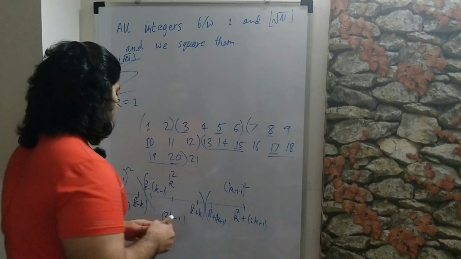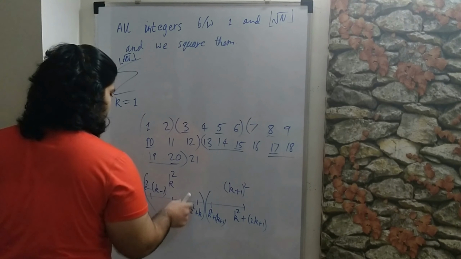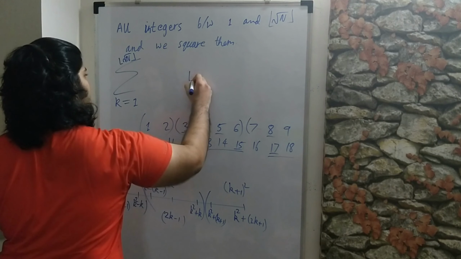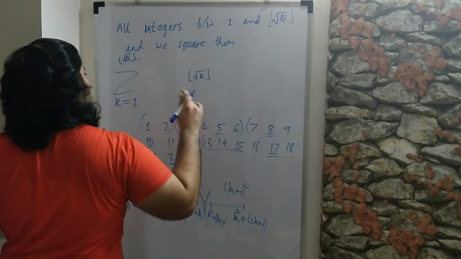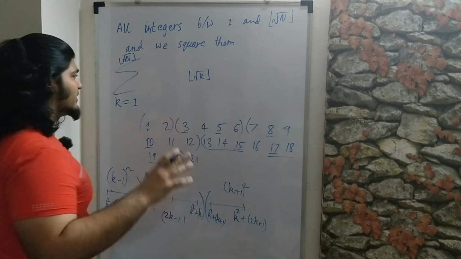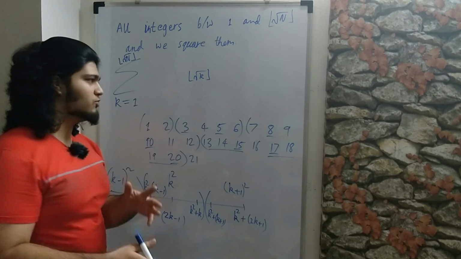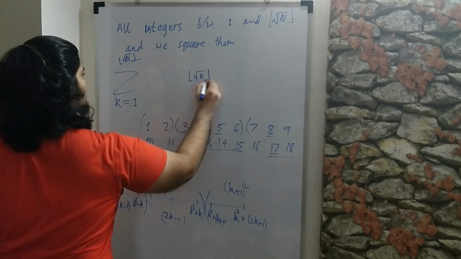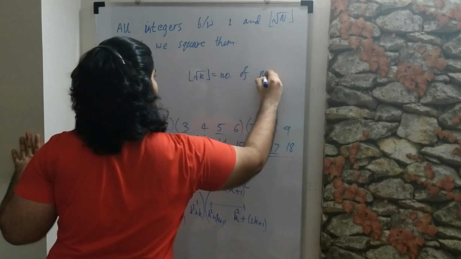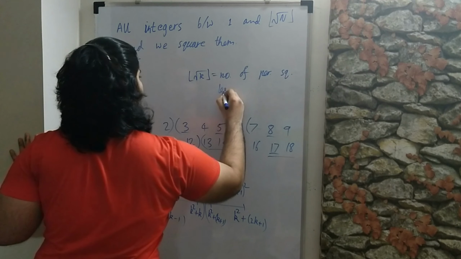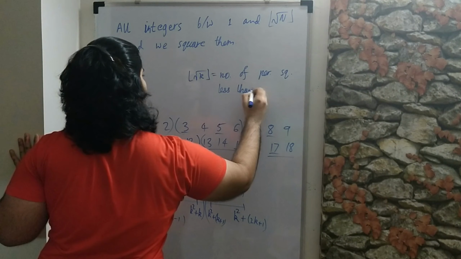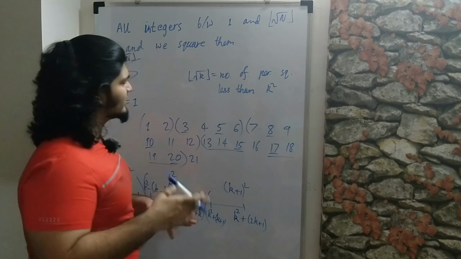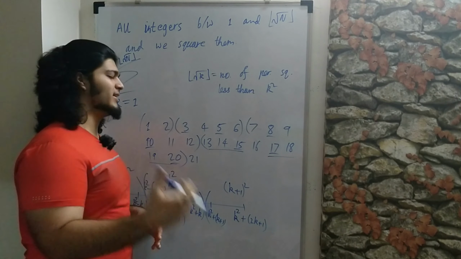For that, we'll first look at how many squares are less than k. The number of squares less than k is floor of root k. You can think about that, and once you agree with me about this, you can move on. So the number of perfect squares less than k squared, and it can be less than or equal to, but it doesn't really matter. We'll see why it doesn't matter later on.